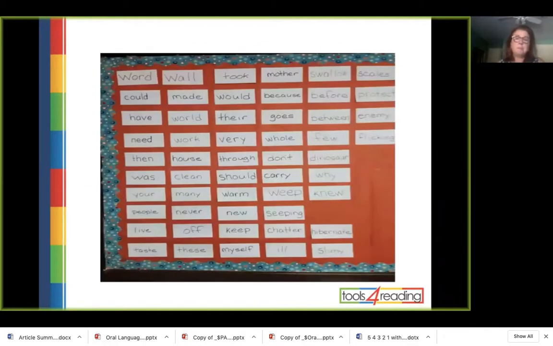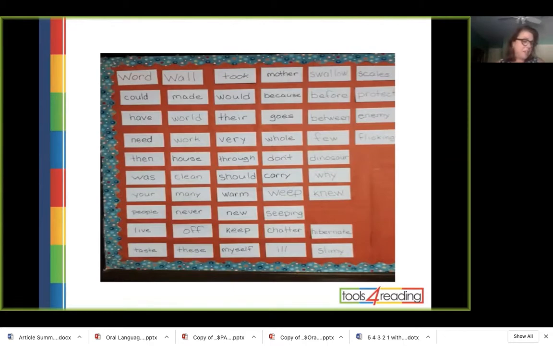So here I have some examples of word walls from classrooms that I visited, and this is one that you can see. It's pretty overwhelming. There's no real organization to this word wall, and I think there was probably a serious misunderstanding of the purpose of a word wall when looking at something like this.